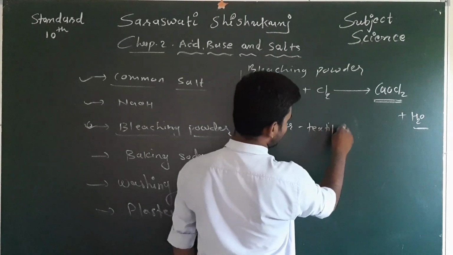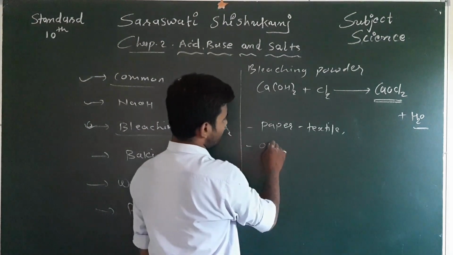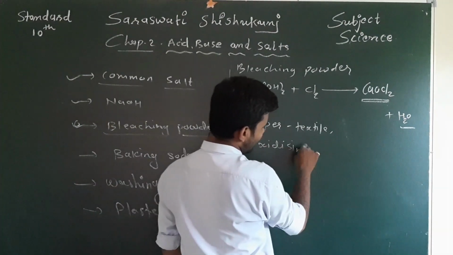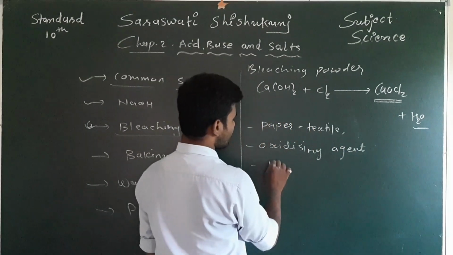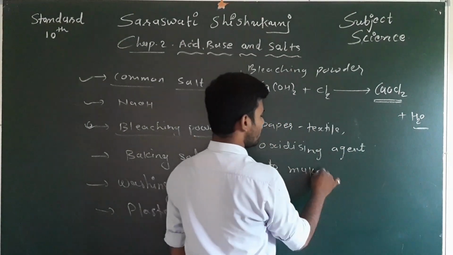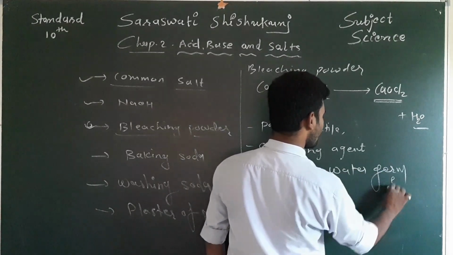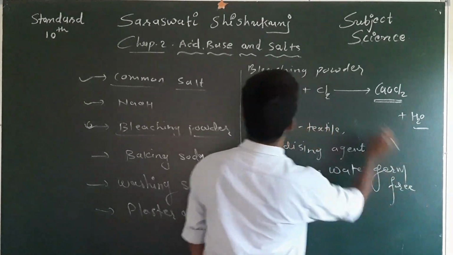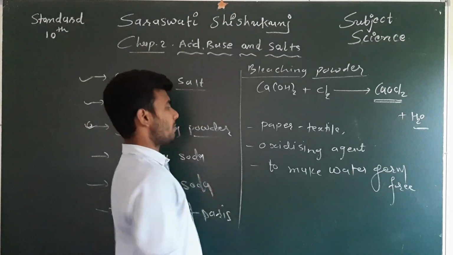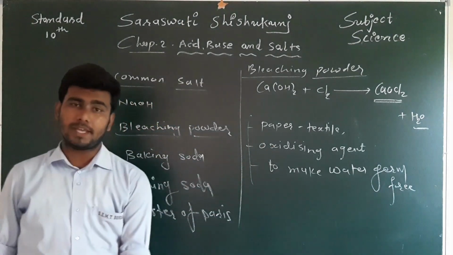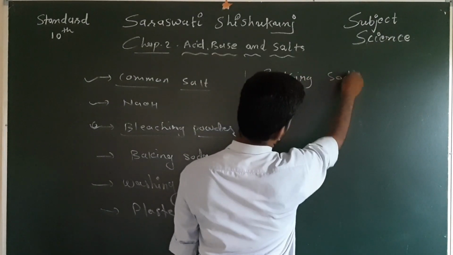Where this bleaching powder is used, generally we know that it is used in the paper industry and in the textile industry, right? As a bleaching agent. It is also used as an oxidizing agent, also as a reactant, and it is also used to make water germ free. Okay, so this way, the concept of bleaching powder is also important. Preparation of bleaching powder and uses of bleaching powder can be asked. Then we go to baking soda.